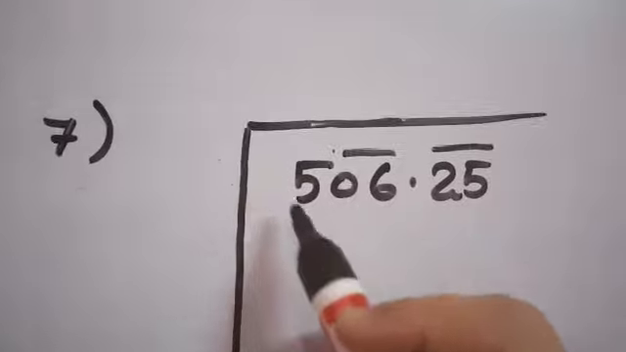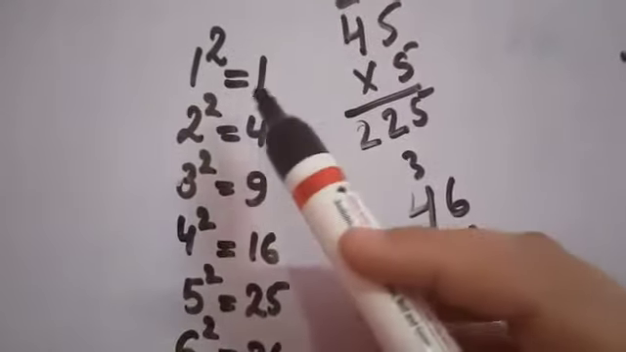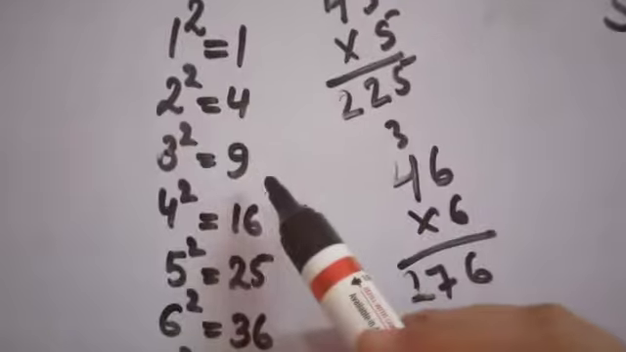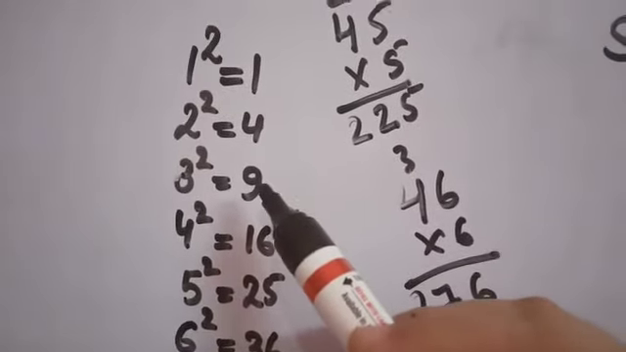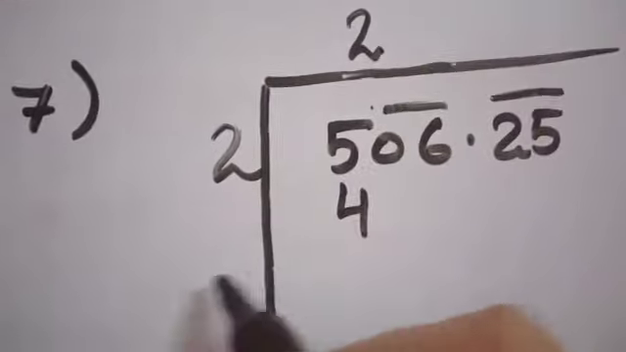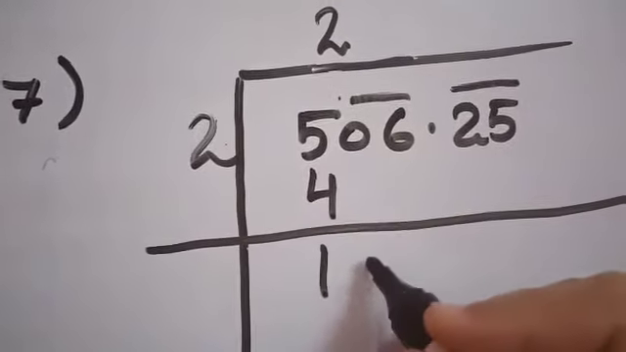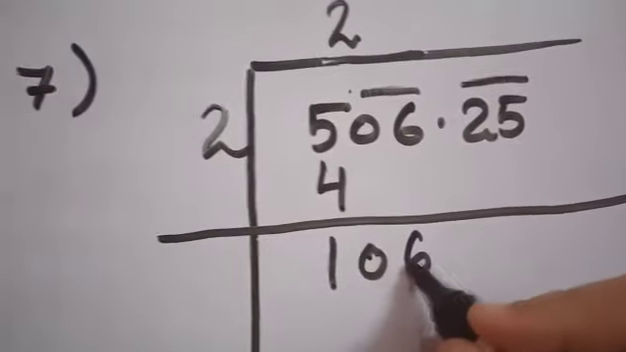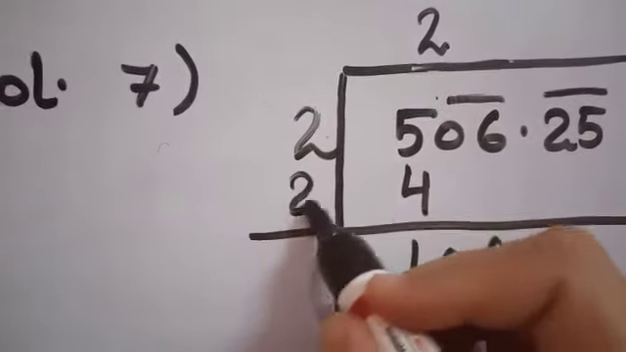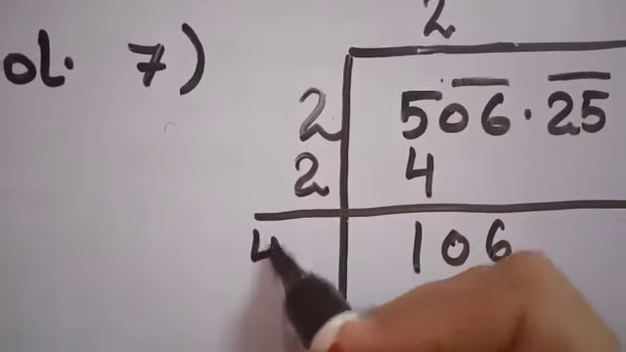Now we have to choose a perfect square number which is equal or less than 5. So there are some perfect square numbers: 1 square 1, 2 square 4, 3 square 9. 3 square 9 is greater than 5, so we will take 2 square 4. 2 square 4 means 2 into 2, 4. Now subtract these, then we get 1, and we will write next pair 06. Write the same number 2 here. After adding these, we get 4.